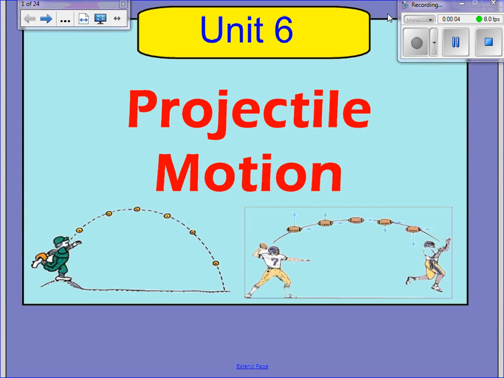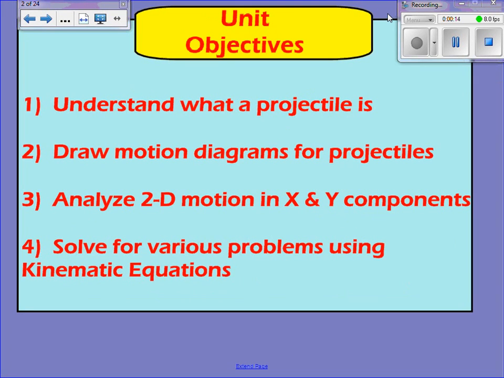Welcome to the introductory video on projectile motion, which is Unit 6. In this video, we're going to cover the introduction to projectile motion and some basic ideas, and then in the following videos, we're going to do some math problems.